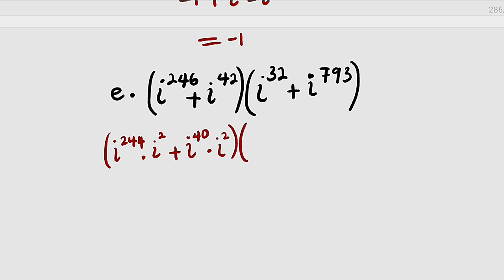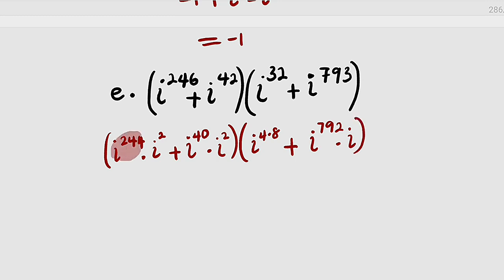Then the other bracket. 32 itself is a multiple of 4, so we can write it as i to the 4th power raised to the power of 8, or we can multiply by 8 because 4 times 8 is 32. So it doesn't matter, once you have 1 here raised to the power of 8 will still give us 1. Then plus the other part, which is i to the 793. 792 is a multiple of 4, so we can write it as i to the 792, then multiplied by i to the first power, which is the same thing as i.